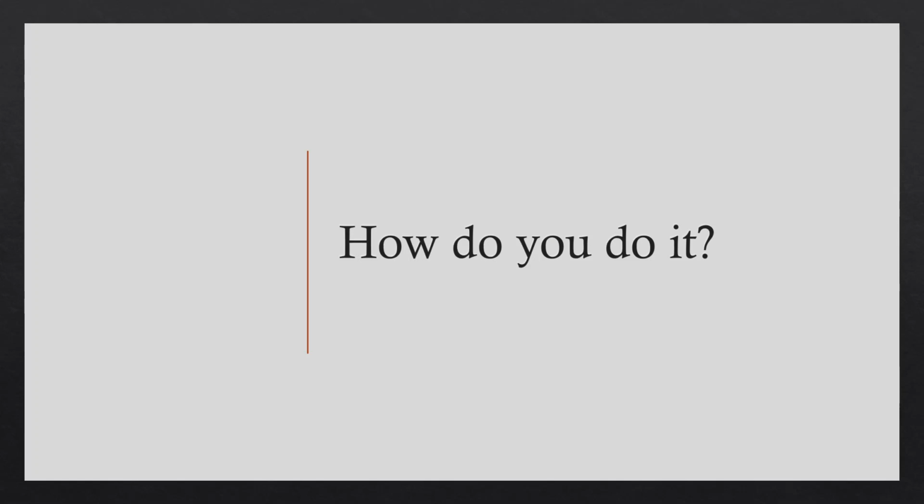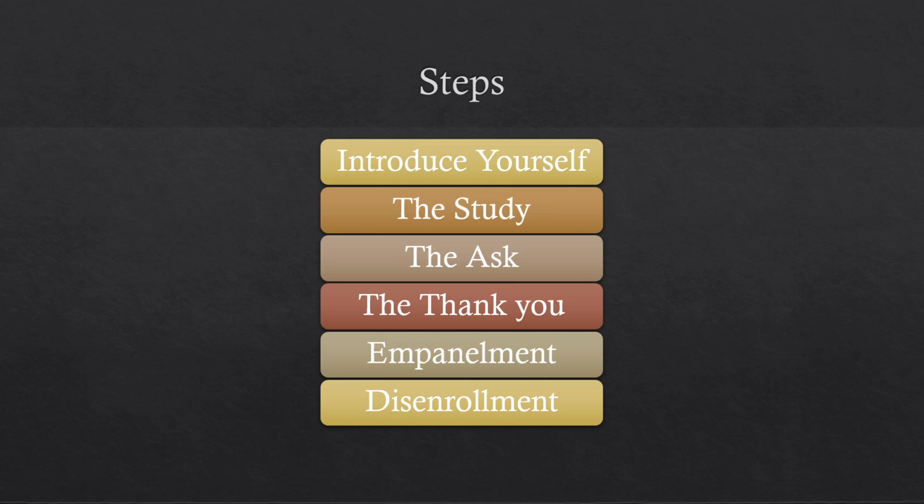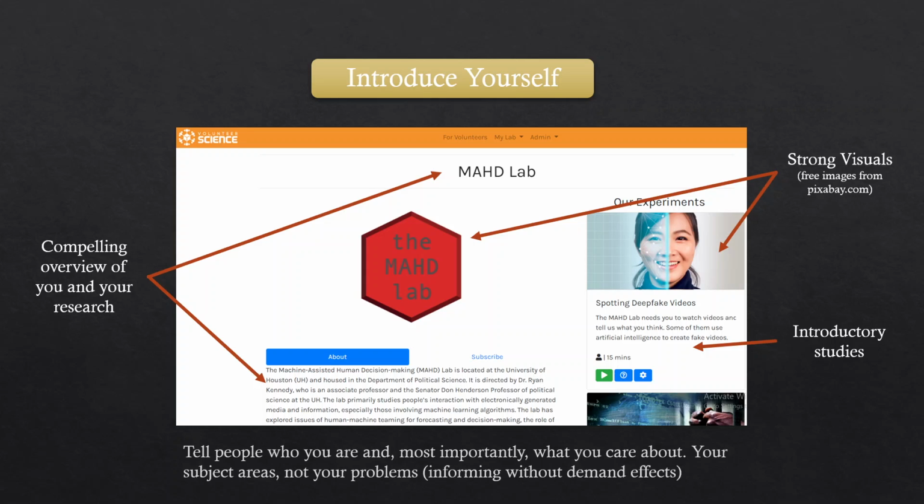All right, now let's get into the nuts and bolts of how you build your subject pool. We have 6 basic steps that we'll go through here, from introducing yourself to the first study or the study that people are originally being recruited for, asking people to sign up, saying thank you when they do, empaneling them, collecting that data to know who they are and be able to send them only the most relevant recruitment requests, and then disenrollment, allowing them to get out. So I'm going to use Volunteer Science because we built our system to hit these 6 steps and provide some great examples of how to do this.